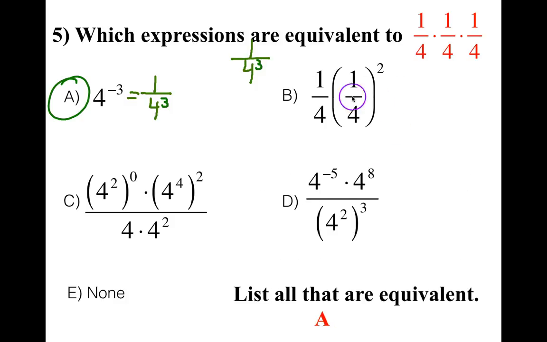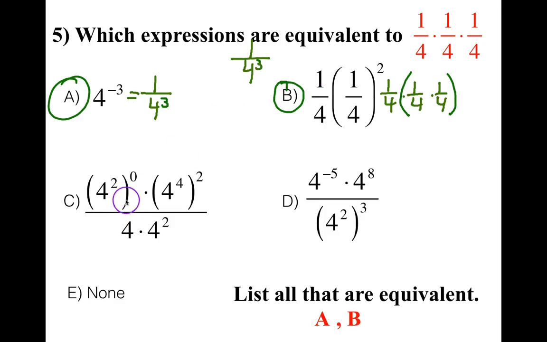Okay. Let's see, how about B? Well, this is essentially 1/4 times 1/4, so 1/4 squared, times 1/4. So is this the same as what's given here? Absolutely. So B is also equivalent.